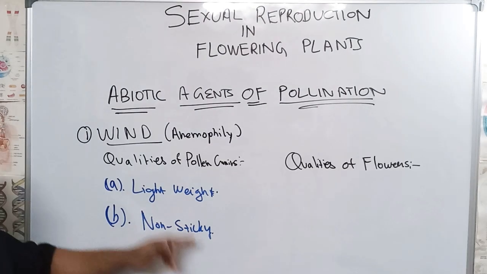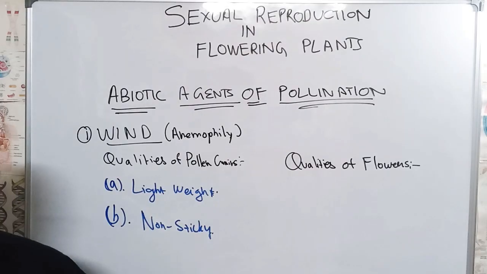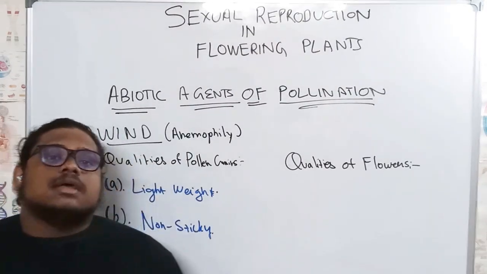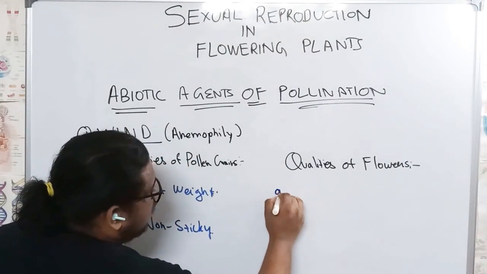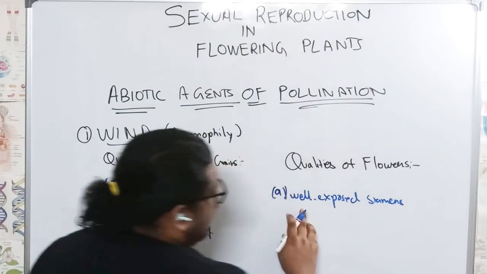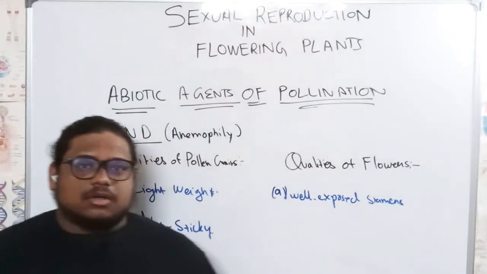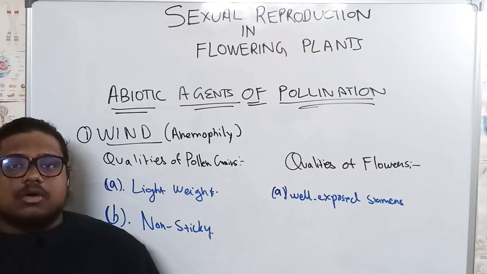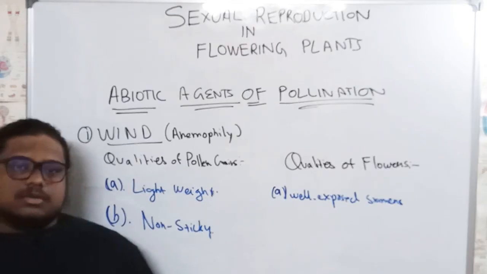Just like there were special characteristics of the pollen grains in plants that are wind pollinated, similarly there are qualities of the flowers which are involved in wind pollination. So what are these qualities? Number one, they have well exposed stamens. The stamens, the anthers of the flower, are open, they are exposed in the outer environment. They are open like that, so that wind can carry the pollen grains from anthers of these flowers.